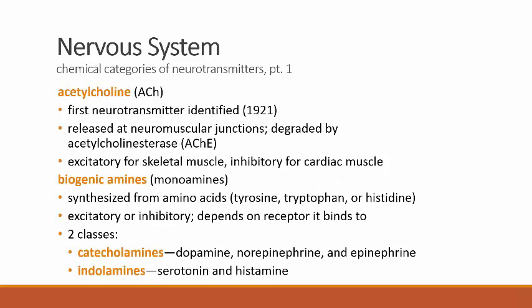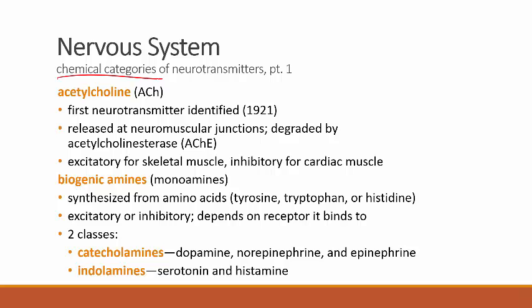So let's first look at the chemical categories of neurotransmitters. Acetylcholine is one of the neurotransmitter types, and we've already talked about the fact that the neurotransmitter that we use at the neuromuscular junction is acetylcholine. It was the first neurotransmitter to be identified. Back in 1921, we identified that. And the way it's removed from the synapse is through the activity of an enzyme, acetylcholinesterase.